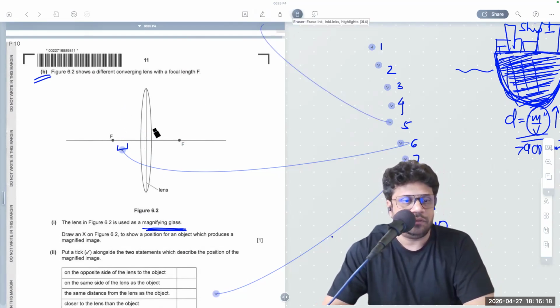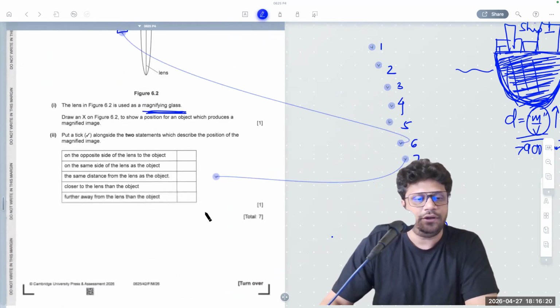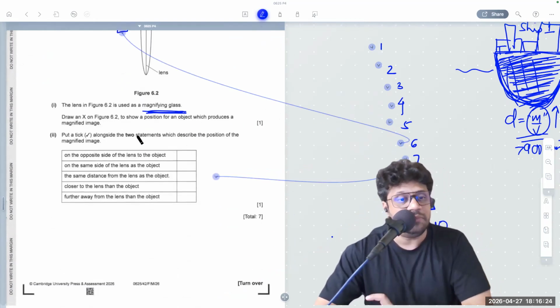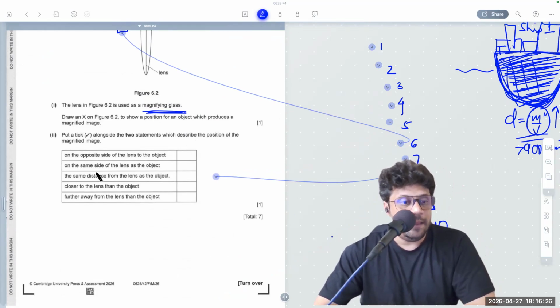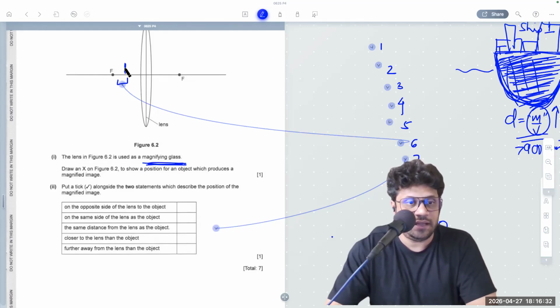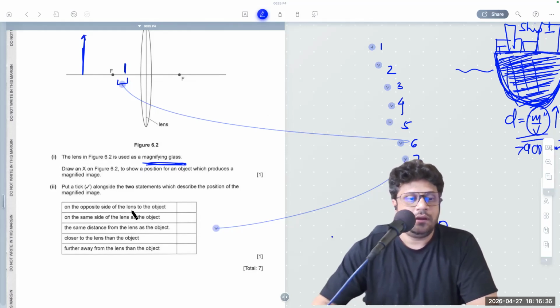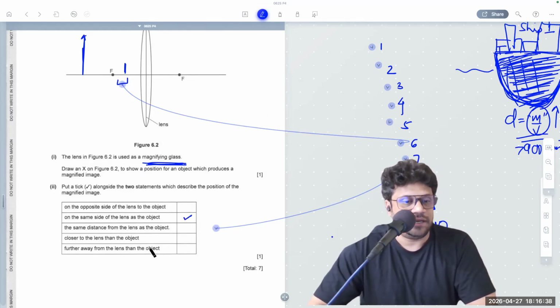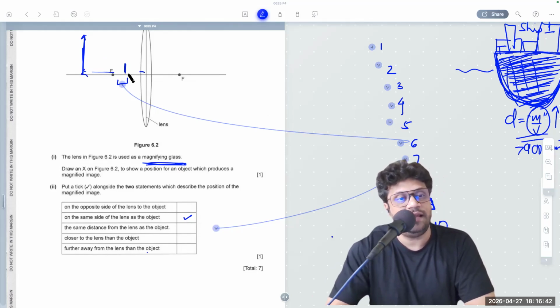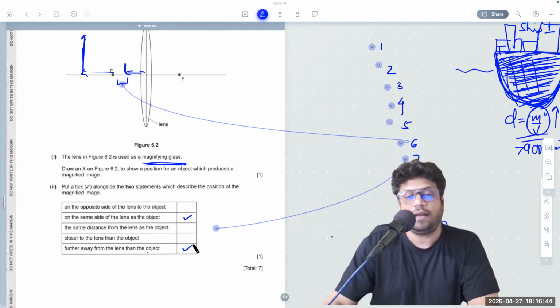Okay. So that was another thing I wanted to say. And if it's a magnifying glass, always remember the image is going to be on the same side. If that's the object, the image is going to be created somewhere there, same side as the object, and it's going to be further away from the lens than the object. So these two are the correct ones.